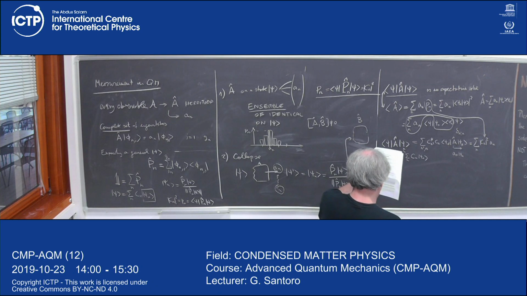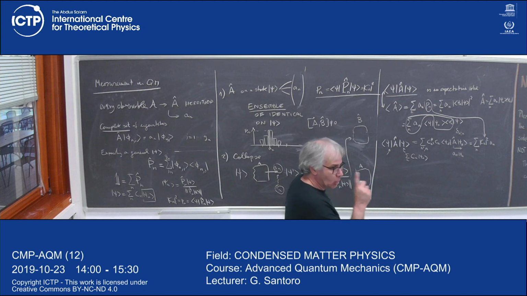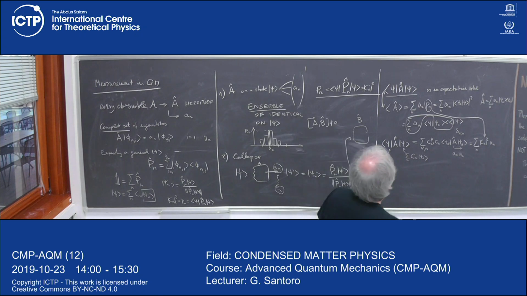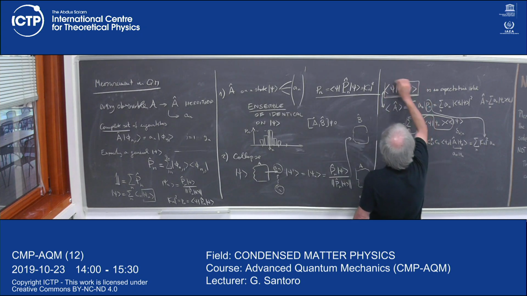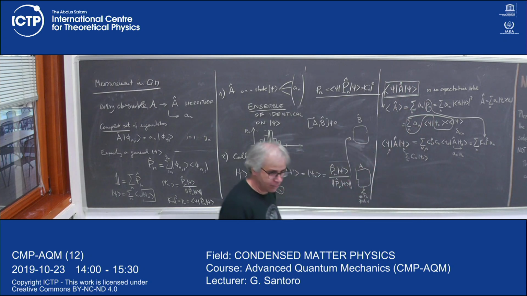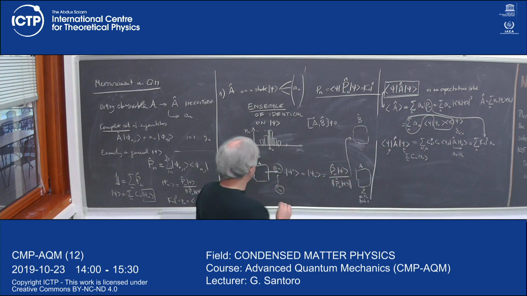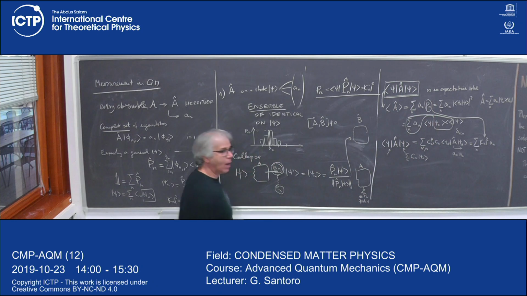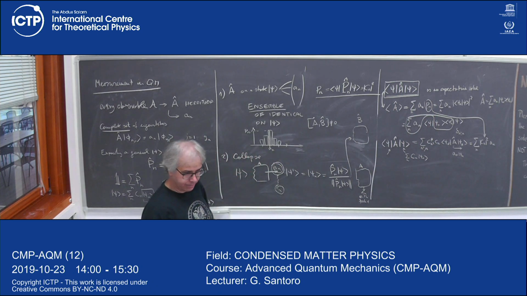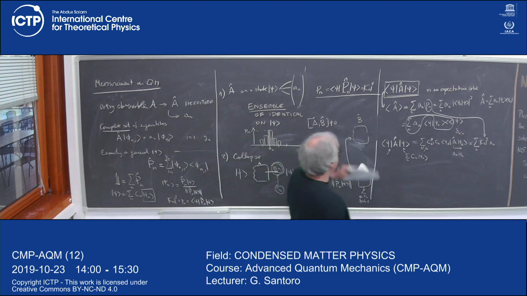Obviously, important, in a measurement I never get this value. This is only the average of the measurements. In a measurement I always get one of the an. Okay? Good.